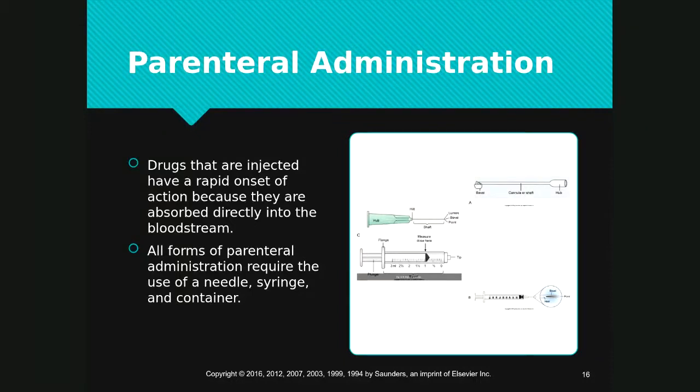When you talk about drugs that are injected, they have a rapid onset of action because they're absorbed directly into the bloodstream. They're injected directly into the bloodstream typically, so the absorption is quicker and the onset of the drug is quicker. They reference too that all forms of parenteral administration require the use of a needle, a syringe, and a container. Other than, like we said, the medicated eye drops would not.